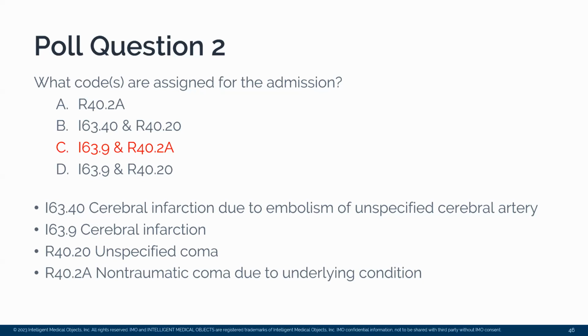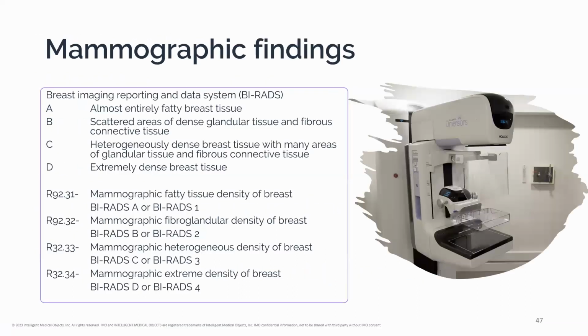The coma is due to the cerebral infarction. The code for cerebral infarction does not also identify the coma, so R40.2A should be assigned. And then codes from the Glasgow Coma Scale are not assigned per the coding guidelines. So great job, everyone. Continuing with changes to the R codes.